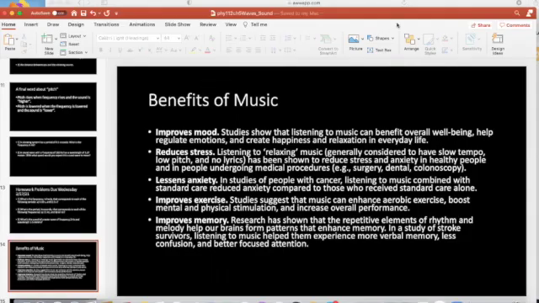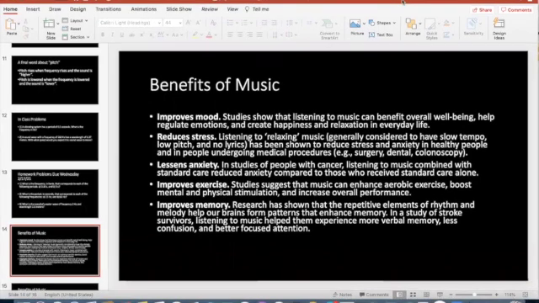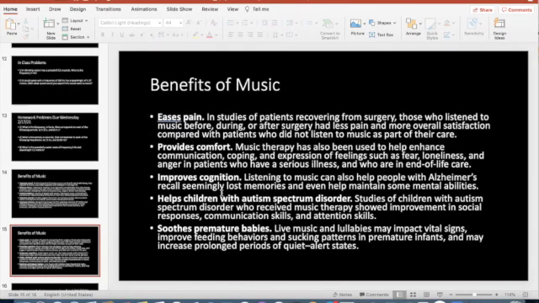The benefits of music, which are sound waves: they improve the mood, reduce stress, lessen anxiety, improve exercise and memory. It eases pain, provides comfort, improves cognition, and helps people or children that have autism.